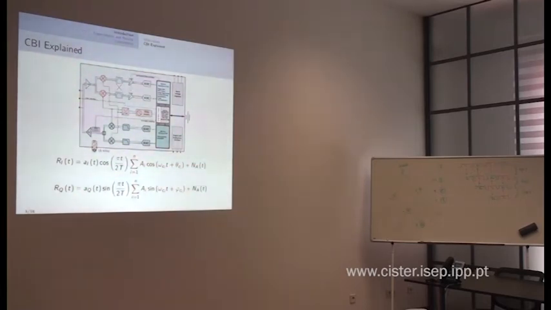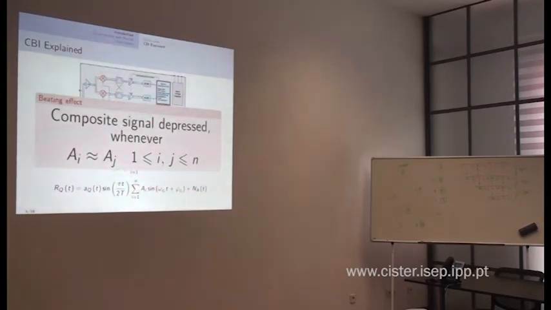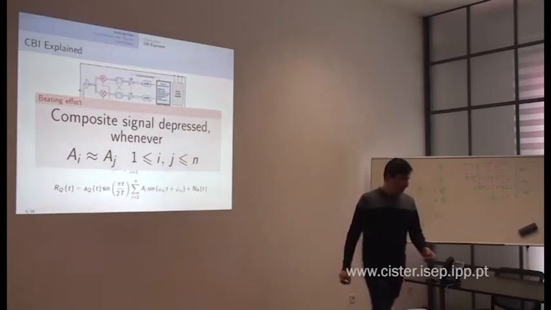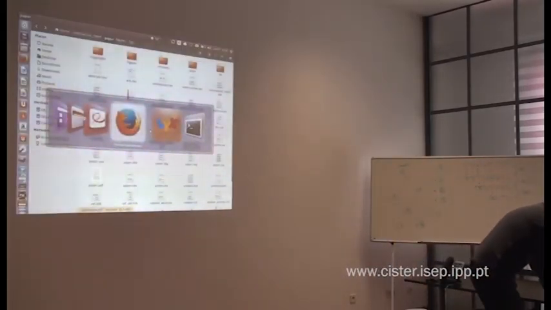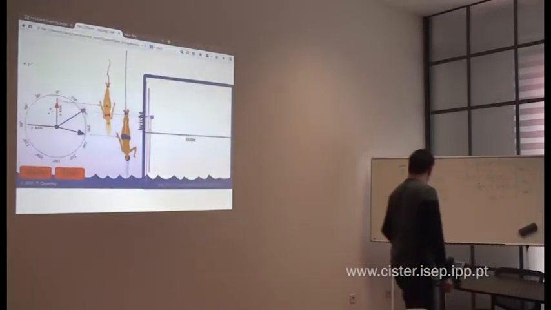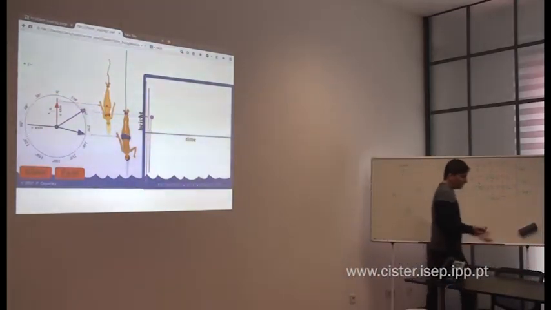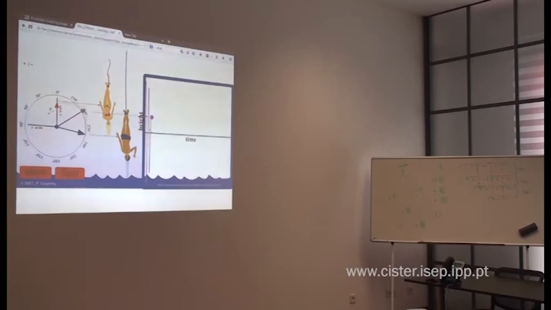And that produces beating. It's something called the beating effect. I'm going to show you in a minute what it is. When the amplitudes of the signals are equal, you're going to see that the amplitude of the envelope will be depressed. I want to give you some intuition on how that works. You can see a mechanical model for that. I think it's useful to help understand what's happening.